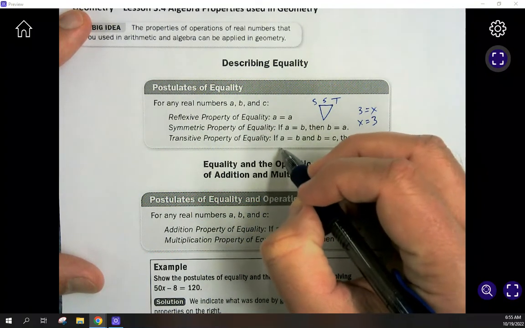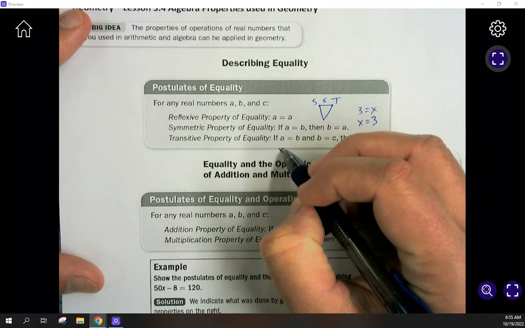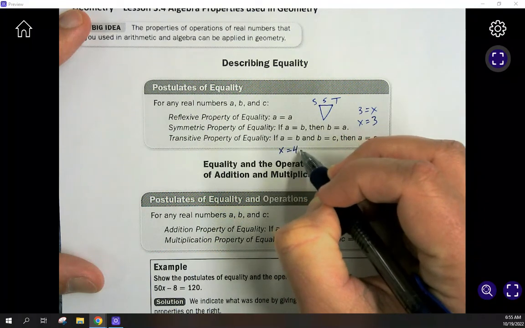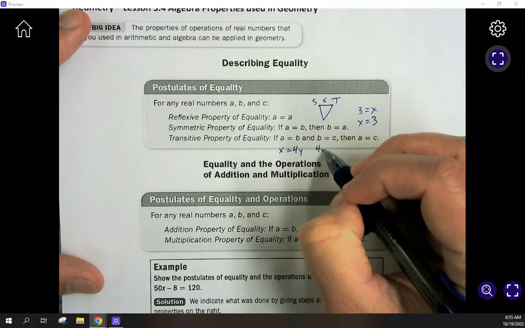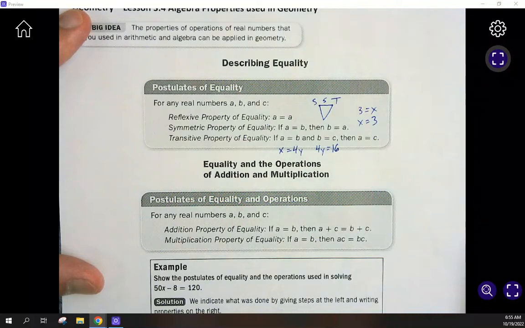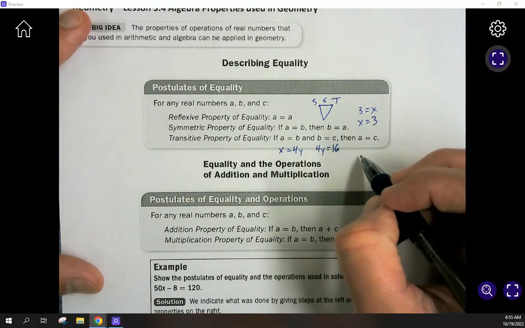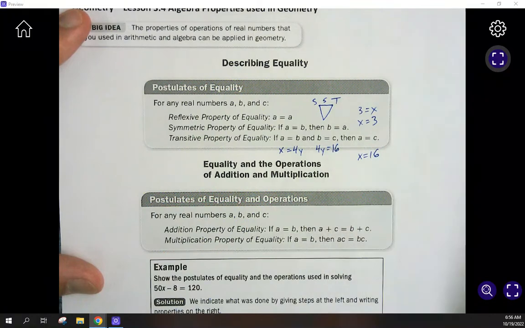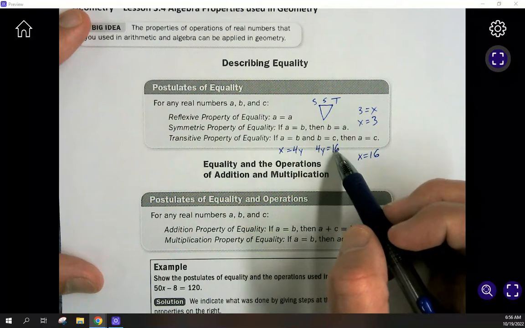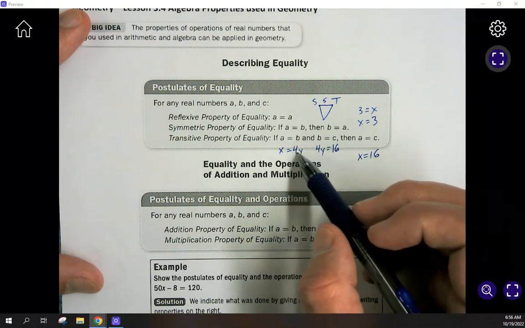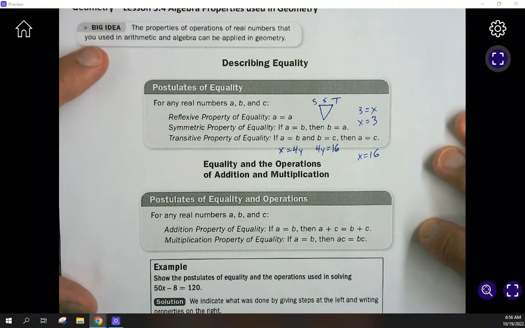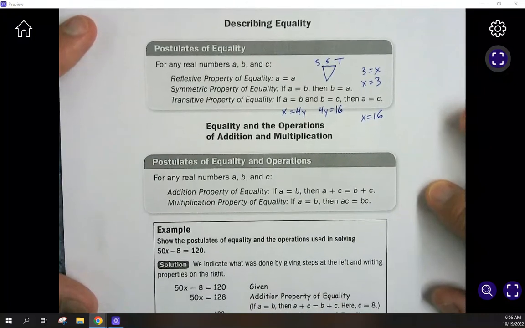So for instance, if I know x equals 4y and I know 4y equals 16, I can assume that x equals 16. That's what the transitive property says. X is equal to 4y and 4y is equal to 16. So both x and 16, since they're equal to 4y, that means they're equal to each other. That's your transitive property.